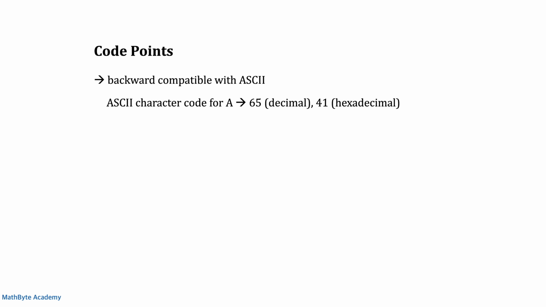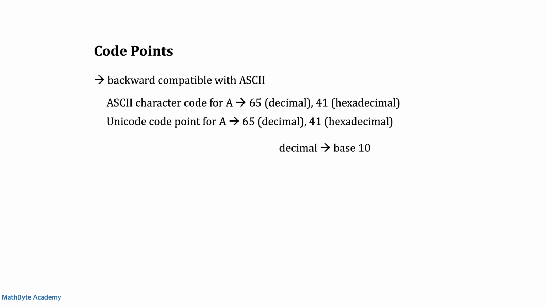So the ASCII character code for A, as we saw in the table, for example, was 65 in decimal and 41 in hexadecimal. The Unicode code point for A is also 65 in decimal. So we have that compatibility: the numeric codes assigned to the characters in the ASCII table are the same in Unicode. Decimal is base 10, which means you use digits 0 through 9. Hexadecimal is base 16, which means you have 0 through 9, and then A through F.